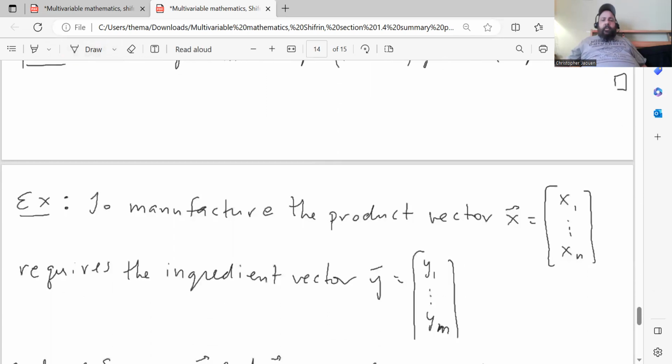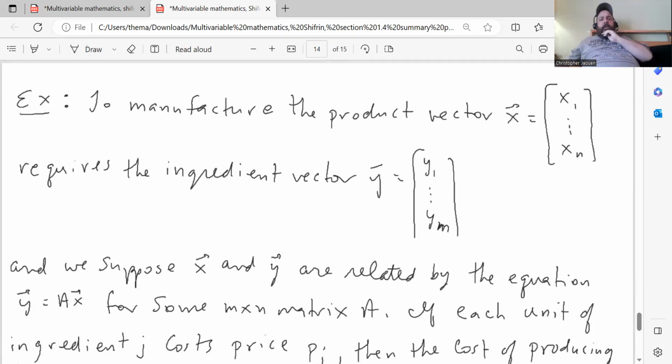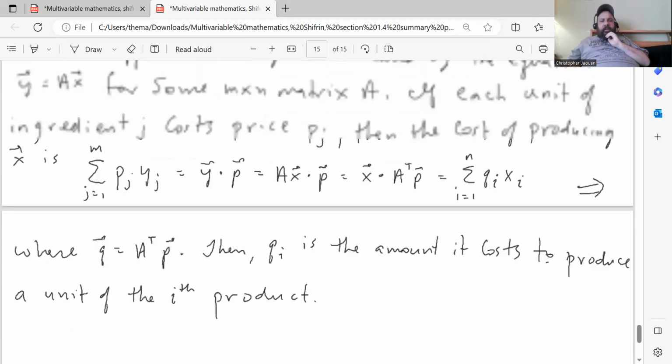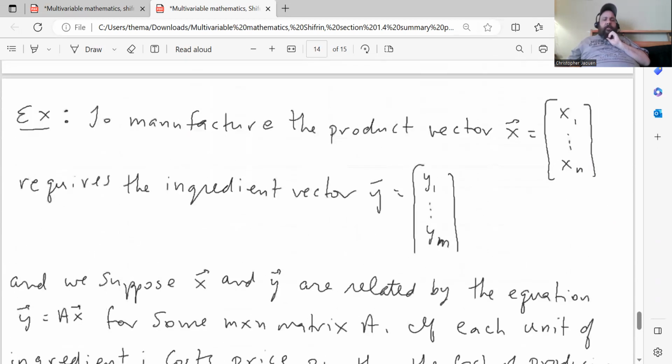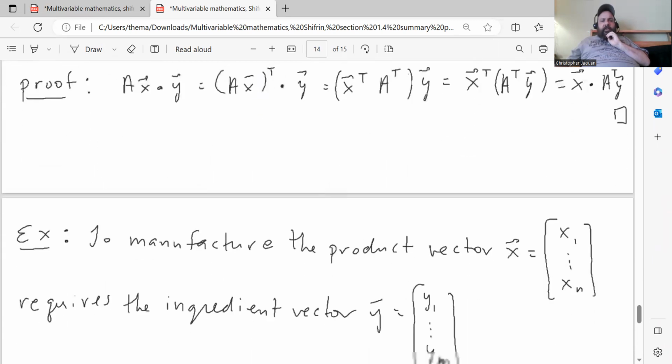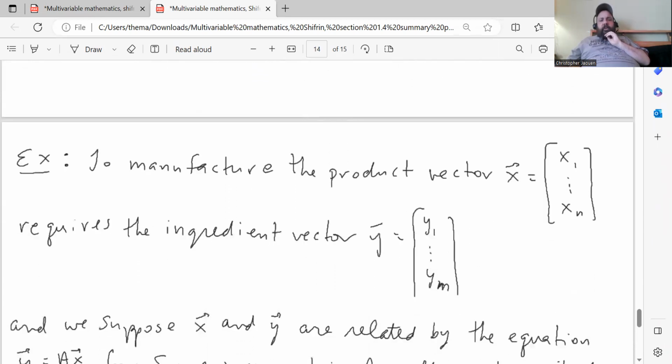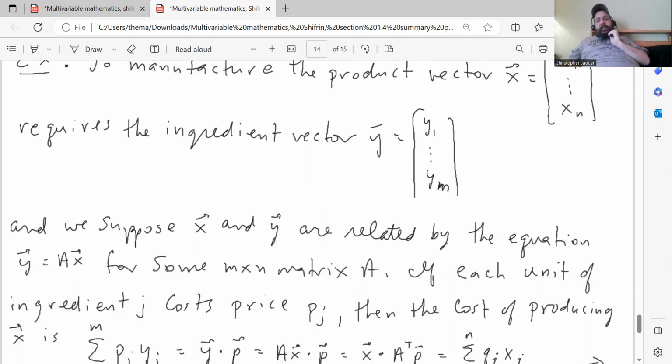All right, and there is one last example, which has to do with an application, I guess, of transposes and so on. I'll just read it out real quick. I won't go into this in detail. It's relatively straightforward. It's just an application of the fact that we just talked about here. To manufacture the product vector X, which has components X1 through Xn, requires the ingredient vector Y, which has components Y1 through Ym. And let's say that X and Y are related by some matrix equation. So let's say Y is equal to AX.